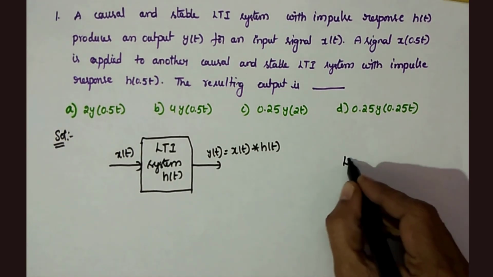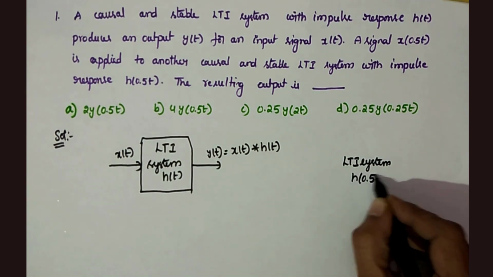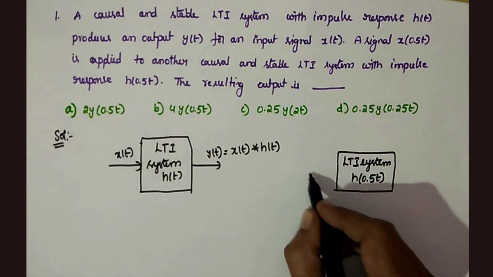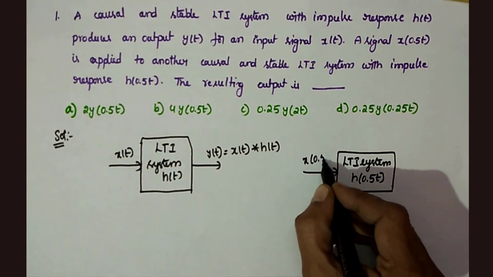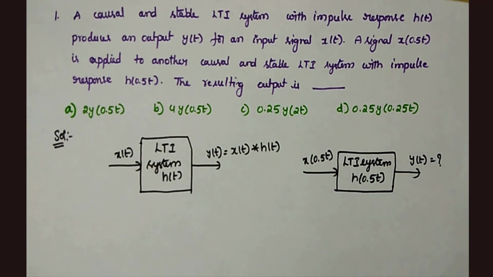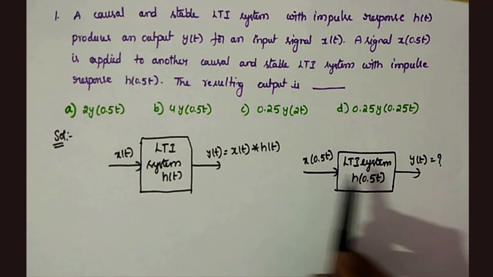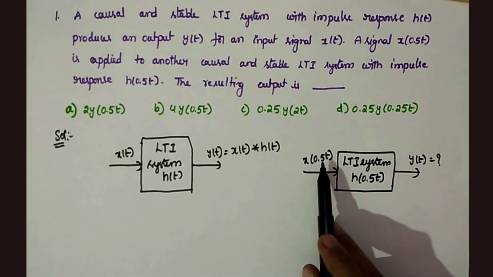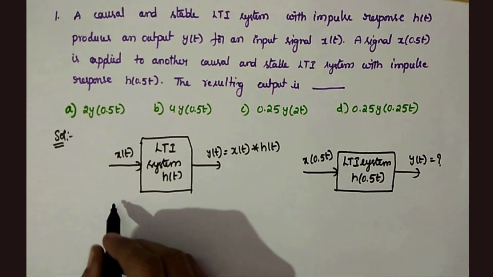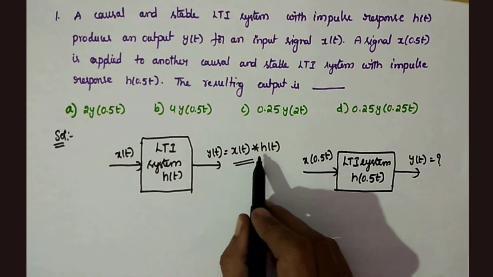And in the second case, an LTI system of impulse response h of 0.5 t is taken. For this, the input is x of 0.5 t. Now we need to find the y of t. If you compare the two cases, the difference is the time scaling. Here the time is t and here the time is 0.5 t. So, we know the basic convolution with time scaling. When there is no time scaling, this is the convolution you have to do to get the output.